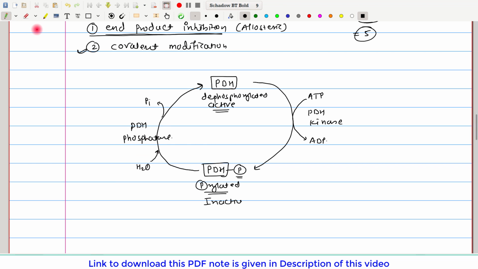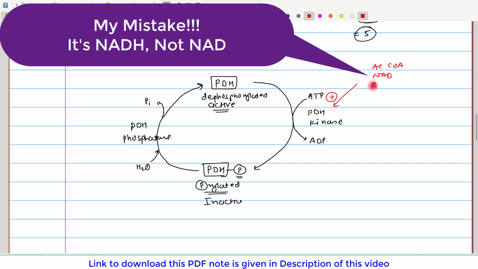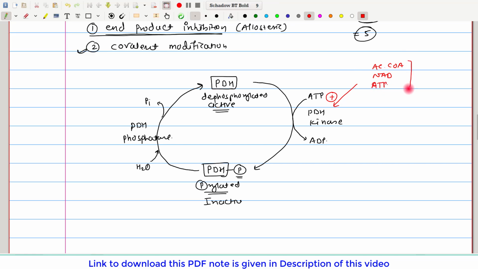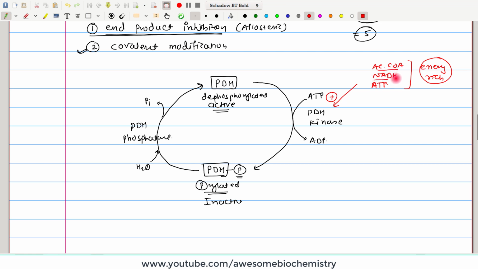Okay. Now, this PDH kinase can get stimulated by the presence of acetyl coenzyme A, NADH or ATP, right? All these three are indicators of an energy rich state. So what will happen is that these energy rich indicators, acetyl coenzyme A, NADH and ATP, stimulate PDH kinase and thereby inactivate this enzyme. So they make sure that no more pyruvate gets converted to acetyl CoA, because now the oxidation is not required as we are already in the energy rich state.